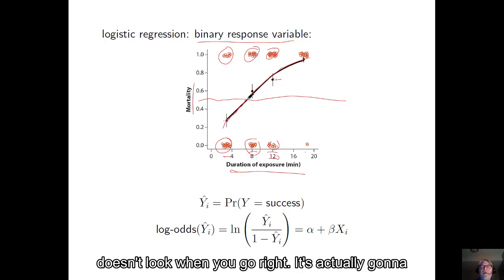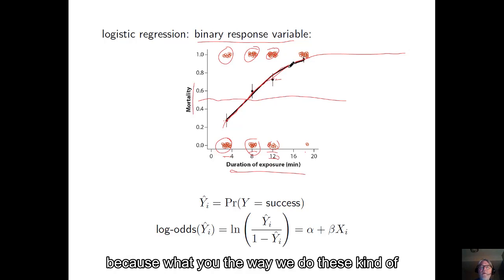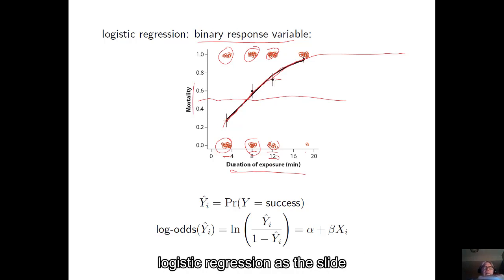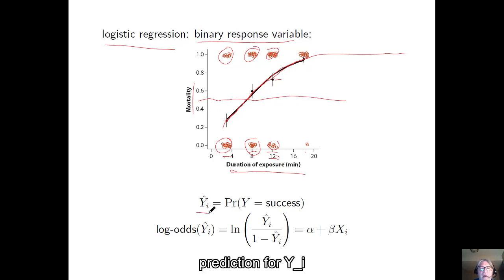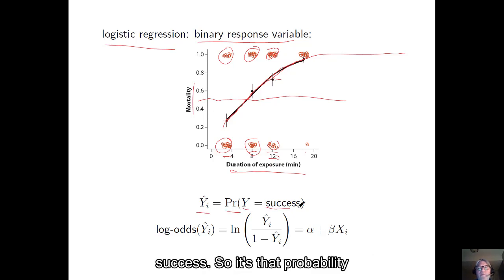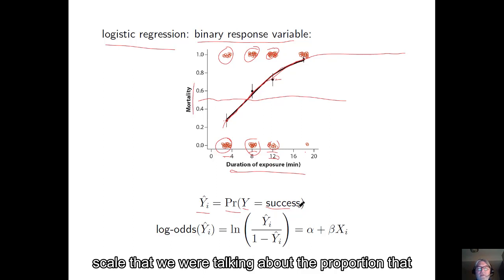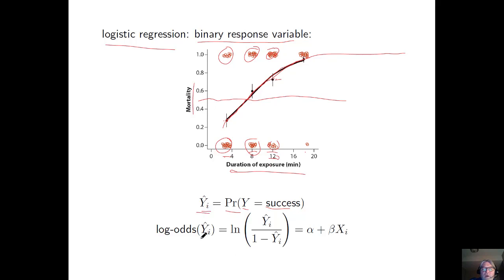It's actually going to trail off, and it's never going to quite reach 1, because the way we do this kind of prediction, it's called logistic regression, as the slide implies. What we do is we think about the prediction for yi, where that yi hat is actually the probability that the y value is a success, right? So it's that probability scale that we were talking about, of the proportion that survive, expected proportion that survive. And what we model is not that probability itself. We model the log odds of that probability.